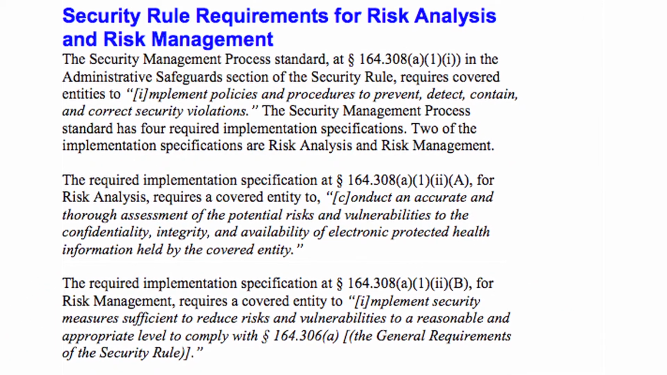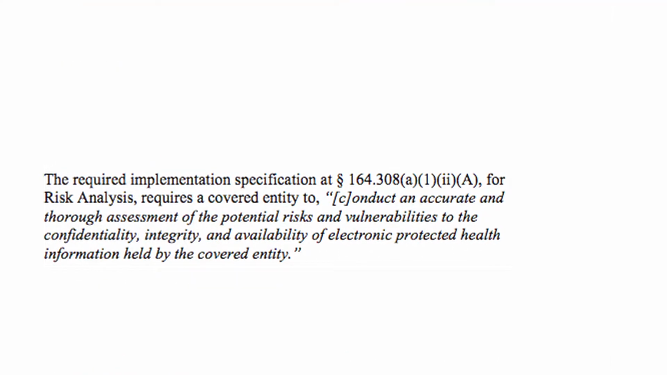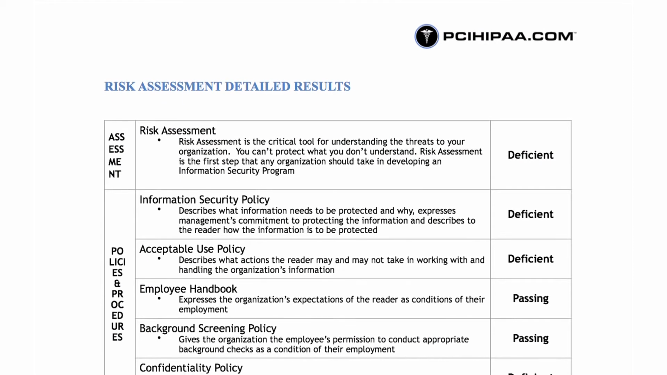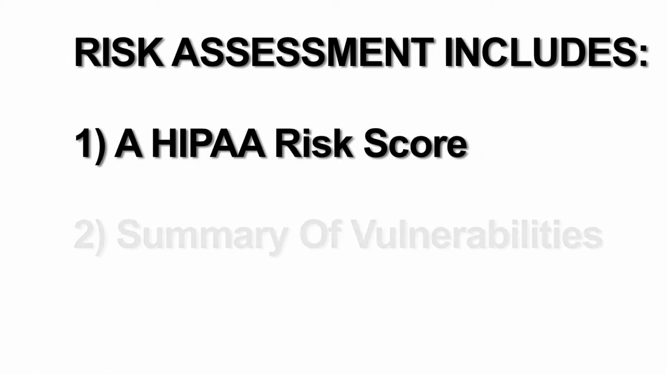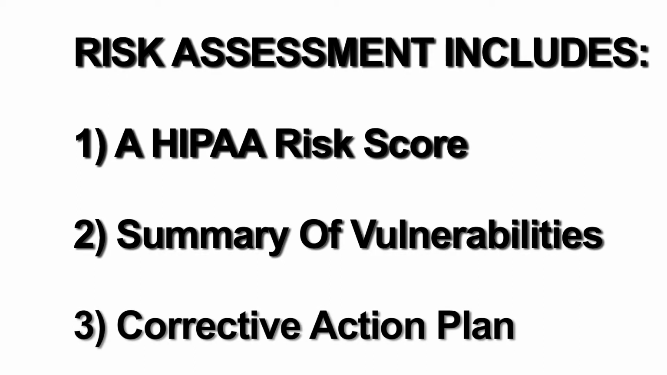Under the HIPAA security rule, HIPAA now has mandated that you understand your vulnerabilities and you must correct them. The only way to see what vulnerabilities your office has in protecting your patient data is to take a mandatory risk assessment. After you take the risk assessment, we will prepare your risk analysis. This includes a HIPAA risk score, a summary of your vulnerabilities, and a corrective action plan.